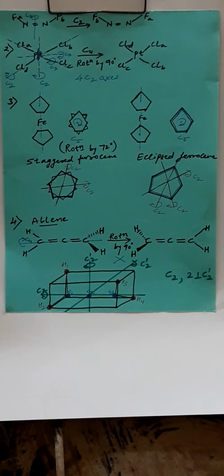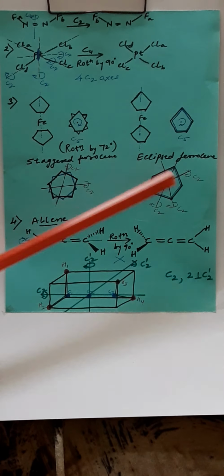However, in case of staggered ferrocene, the vertices are not coinciding with each other, and we can see it in this particular figure. Now, how many rotational axes exist in this case? There are basically again two types of rotational axes. One is C5 and the other is C2 axis in both the cases.